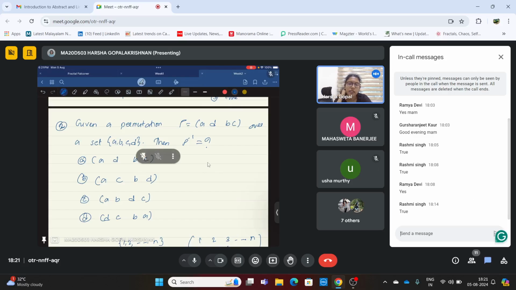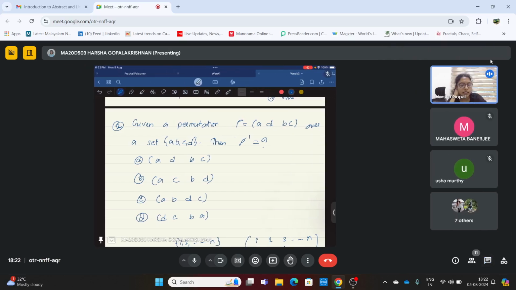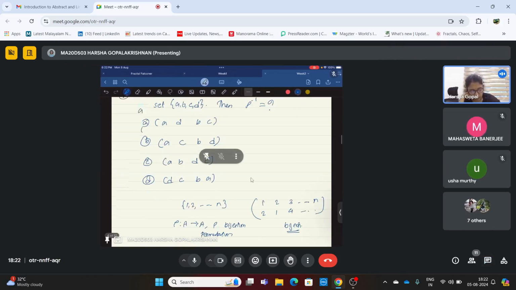Or if you have some more doubt in the question, or you are not much aware of permutation, or inverse, or something, you can just ask me. I will explain once again. Okay, someone is telling B, so the correct option is B only. Let us see how we will get option B.